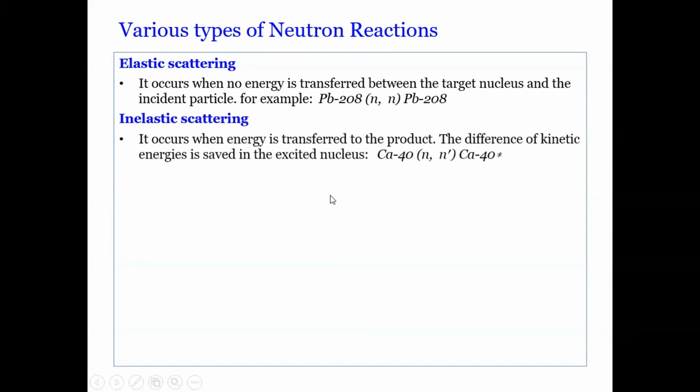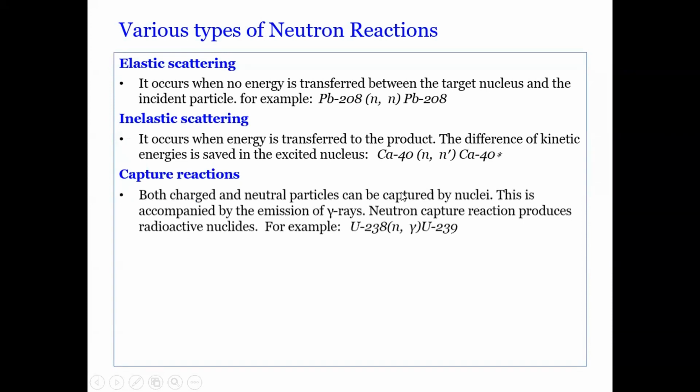Inelastic scattering is a type of scattering when the energy is transferred to the product. The difference of the kinetic energies is saved in the excited nucleus. For example, Ca-40 has an incident neutron, and the emerging neutron has a different energy, shown here as n prime, and Ca star is the product nucleus, which is going in some other direction with some other kinetic energy.